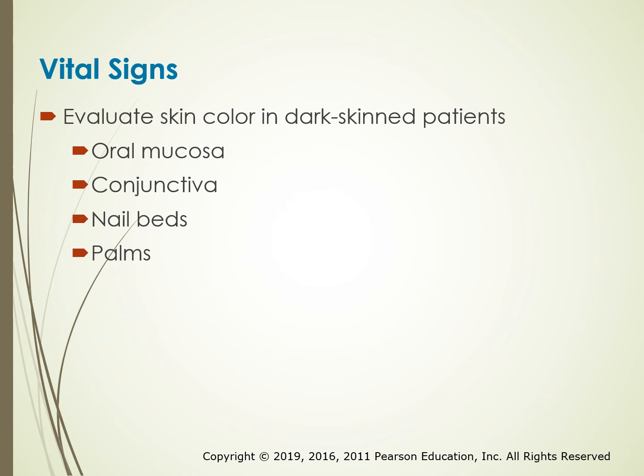So if we run into people that have darker complexions than us, that can be a little difficult. So we can look at their oral mucosa, their conjunctiva near their eyes, their nail beds, and their palms to kind of get an idea of their circulation.